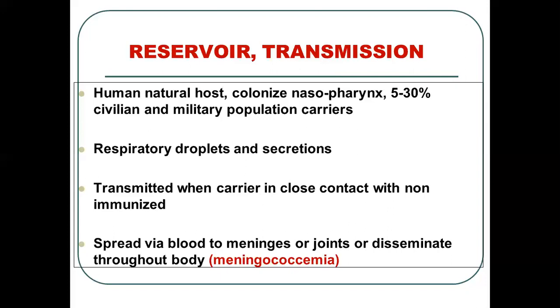Now, the organism from the nasopharynx spreads via the blood and goes to the meninges or joints, what we call meningitis, and it adopts a disseminated mode throughout the body, what we call meningococcemia. So we have two disease presentations because of the effect of this microorganism: we have meningitis, and we have meningococcemia, which is a disseminated kind of infection by this microorganism.